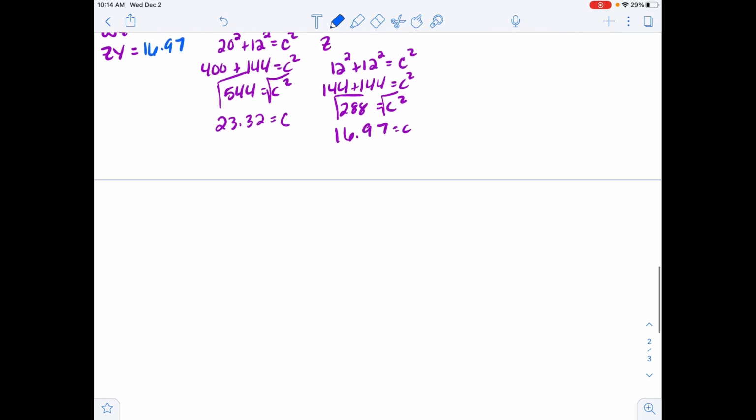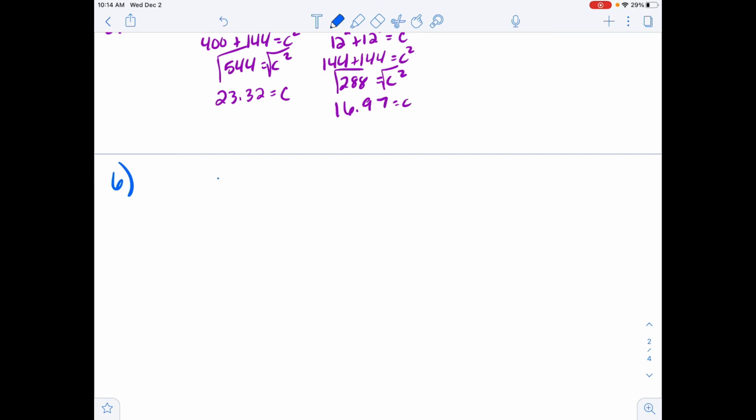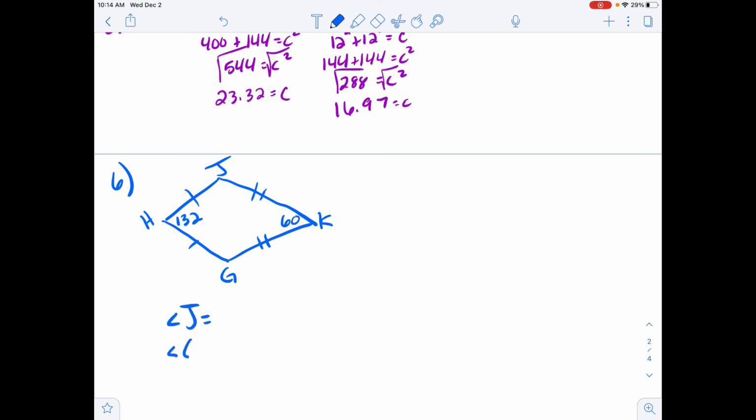Okay, the next one we're going to try with angles. So here's your picture. I'm going to tell you that these sides are congruent, so we recognize that it's a kite. I'm going to tell you this angle is 132 and this angle is 60. And we're going to find angle J and angle G. Now, if this is a kite, what do we know about angle J and angle G? We know that angle J is going to be equal to angle G because those are the opposite angles that are congruent. If these are equal, we can call them the same thing.